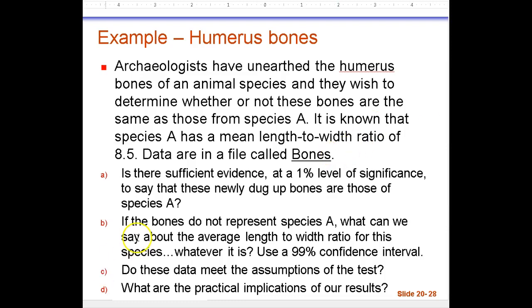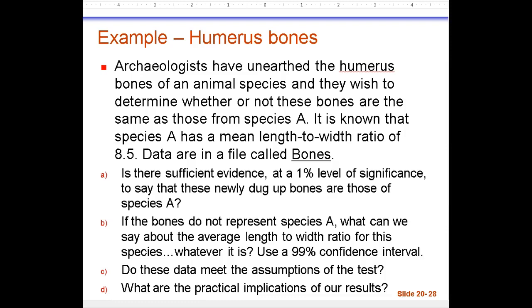Then in part B of this question, if the bones don't represent species A, what can we say about the average length to width ratio for these bones? And when we do that, we want to use a 99% confidence interval.